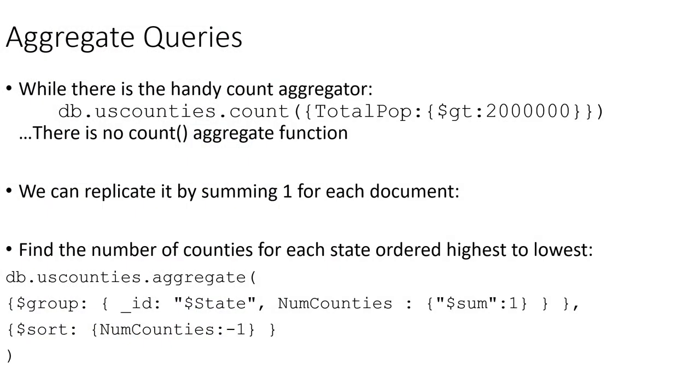Now, as we mentioned earlier, there is this very handy single-purpose aggregator of count, which we can pass a query into, and it will tell you how many documents evaluate to true for that expression. However, there is no count aggregate function, which is a little different than what you might be used to in SQL. However, we can replicate the behavior of count by just doing a sum of the number 1. So we're just going to add 1 for every document that is in this group. So if we wanted to find, for example, the number of counties in each state, we can group by state, and then we're going to create an attribute called numCounties, which is just the sum of 1 plus 1 plus 1 plus 1 plus 1 for every document that is in each group that has a common value for state.